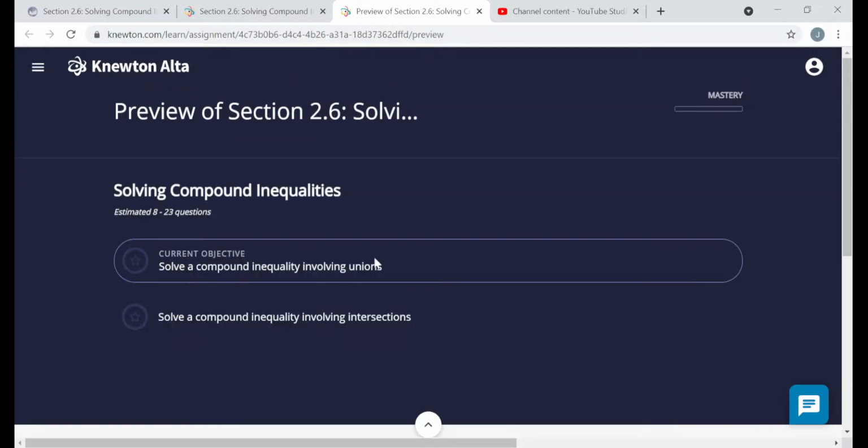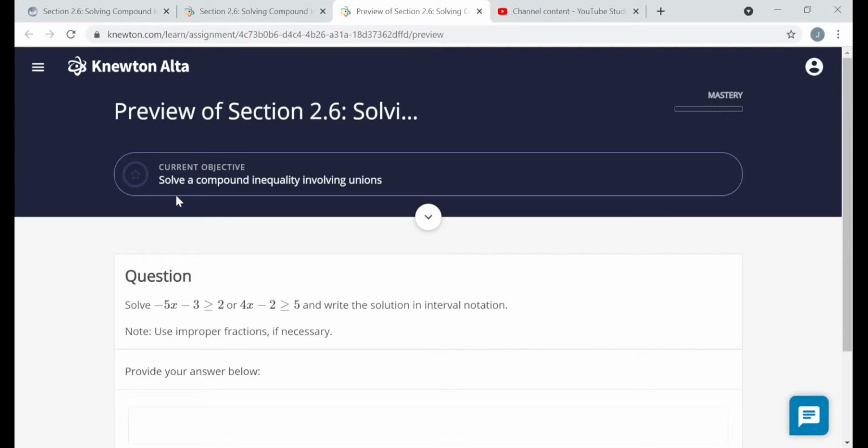Now this section has two objectives. The first one is called Solve a Compound Inequality Involving Unions. These compound inequalities involving unions are two inequalities connected by the word or. So I have: solve negative 5x minus 3 is greater than or equal to 2, or 4x minus 2 is greater than or equal to 5, and write the solution in interval notation.